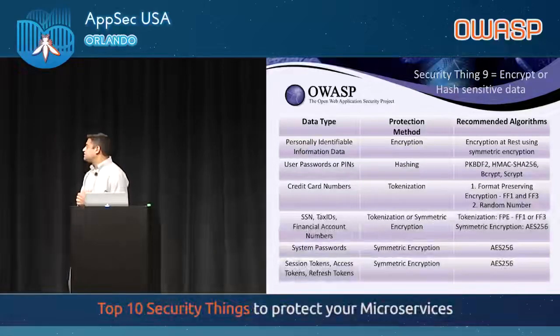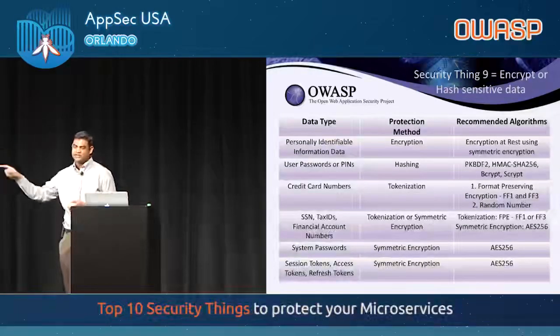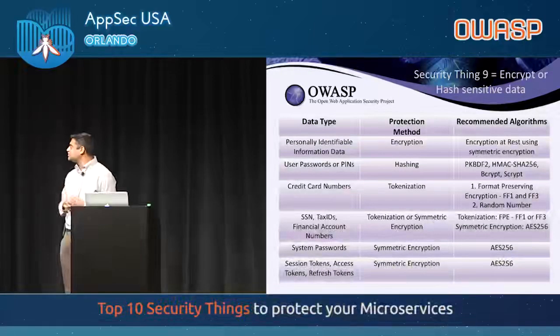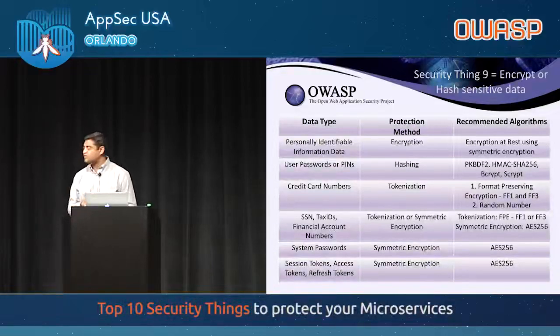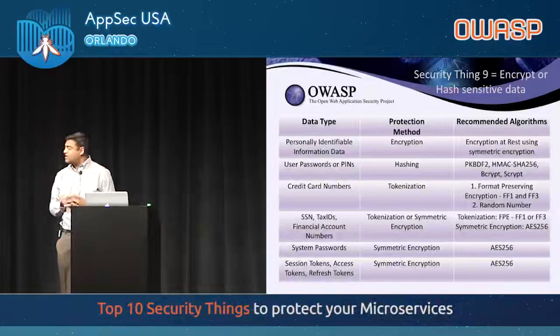System passwords. Again, a system password cannot be irreversible because you need the system passwords to access the downstream system. So you need to get it back in the clear text. You can use AES 256. And then if you have session tokens, access tokens, refresh tokens, right? If you are using OAuth and you are getting a refresh token back from the provider and you are storing it, then don't store it in plain text. You have to encrypt it and store it.